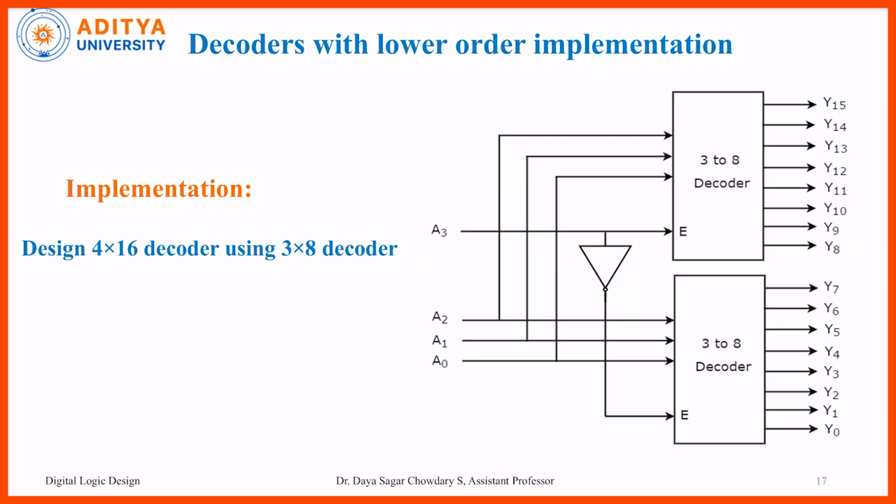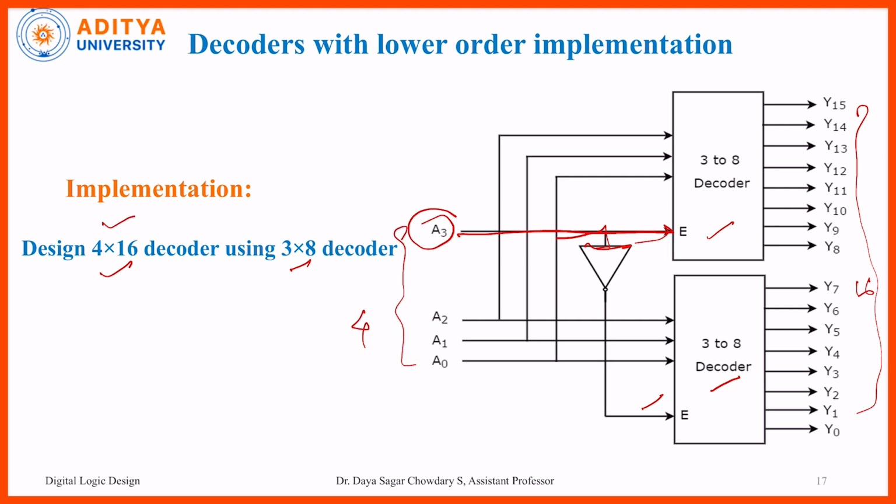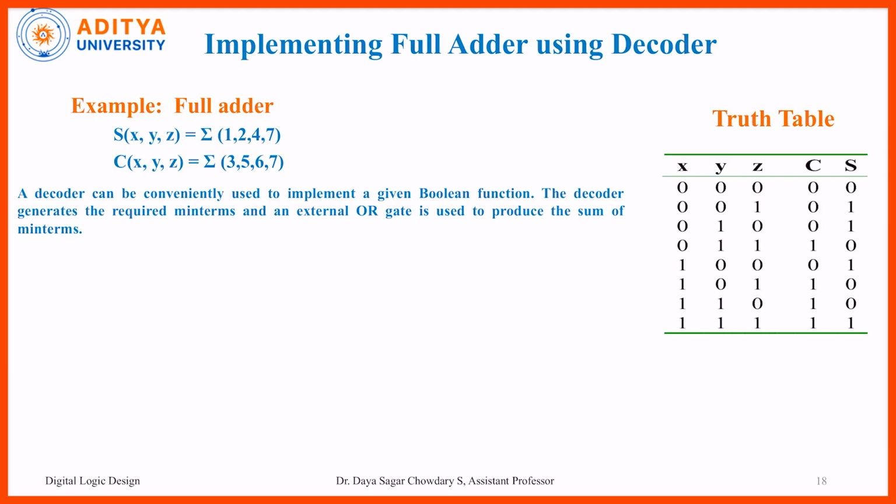Same, a 4 to 16 decoder we have to construct with the help of 3 to 8 decoders. Same concept we have to use. The fourth terminal, here A3, is directly given to one decoder and inverted to the other decoder. Finally, we solve the issue. That means here the outputs are totally 16 and the inputs are totally 4, which satisfies our equation. So now the decoder is okay.